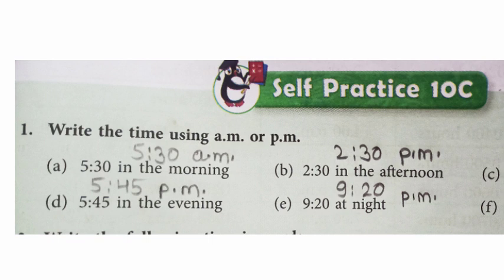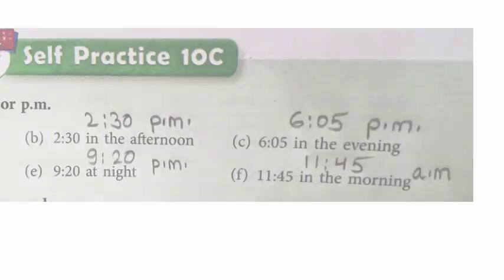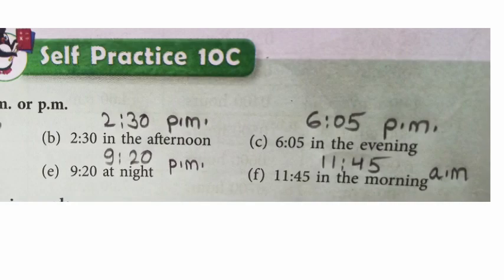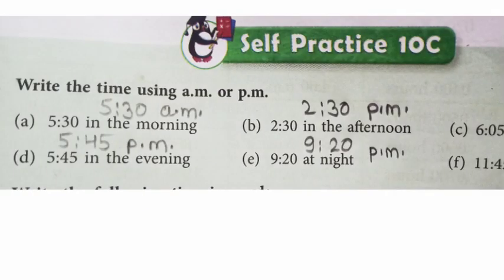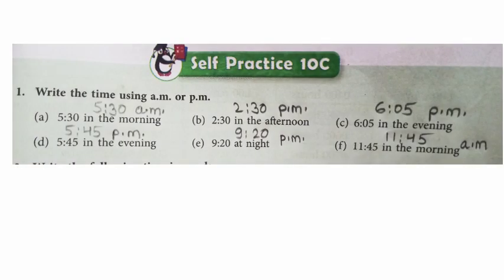In the first part A, it is given in the morning, and you know that in the morning it is AM. So you will write 5:30 AM as I have written. Then you will write 2:30 in the afternoon, that is PM, 2:30 PM. For C part, it is given evening, we will write 6:05 PM. Similarly, for D part, again we will write PM. For E part, we will write PM because it is night and it is 9:20. And for F part, we will write AM because it is about morning timings.